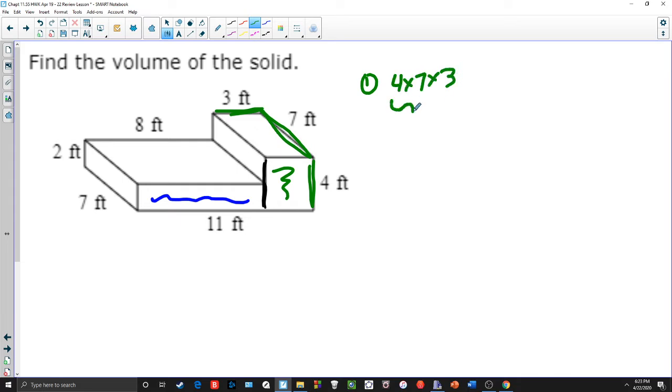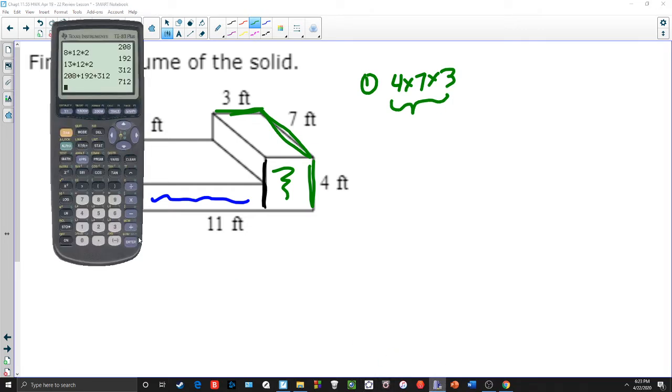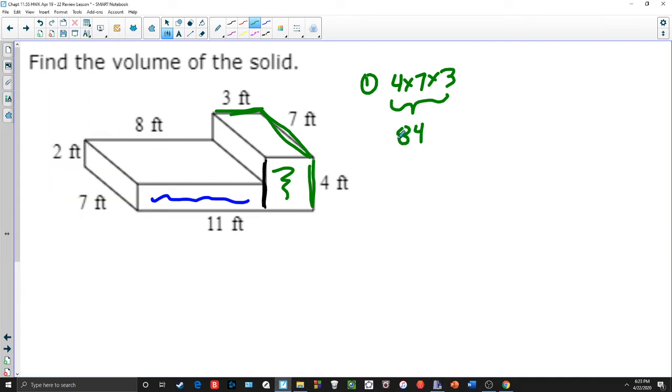And again, it's a rectangular prism, so we can just multiply all these together. 4 times 7 times 3. We get 84 feet cubed if you want to label it. I'll label mine at the end.